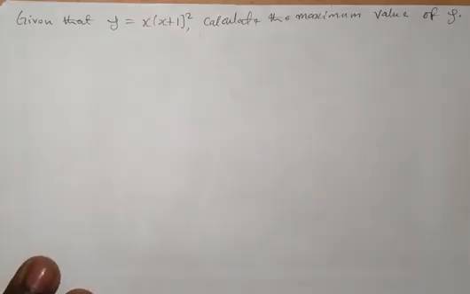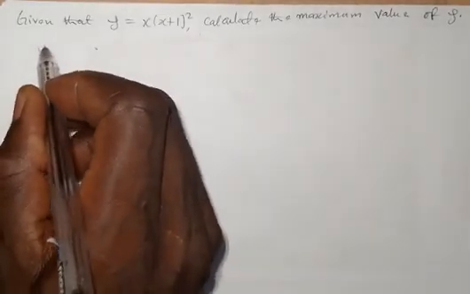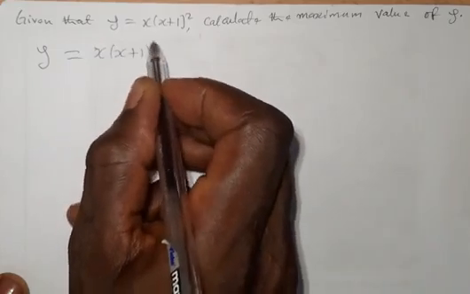We want to solve a problem here. Given that y equals x(x + 1)², we have to calculate the maximum value of y. So to be able to calculate the maximum value of y, we have the equation y = x(x + 1)².